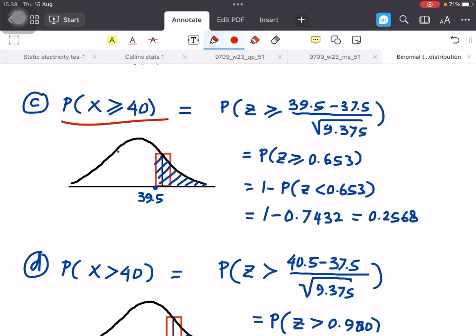So probability X greater than or equal to 40 is the same as probability Z greater than or equal to 39.5 minus 37.5 divided by the standard deviation. So P(Z greater than or equal to 0.653). The table gives you the value of this area, but we want to find the proportion of this area. So 1 minus probability Z less than 0.653. The answer is 0.2568.